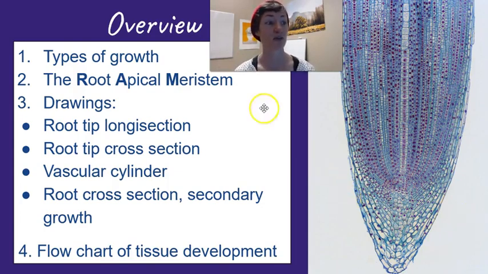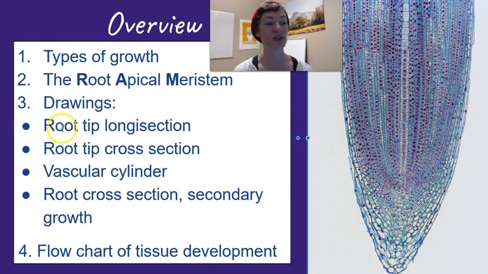So a little overview. We'll look at different types of growth, referring to primary and secondary growth, which are terms that may have come up in your labs already or in your reading, because the content is all connected. Then we'll look at the root apical meristem, which is right here on this growing root tip. Then we'll do some drawings. You'll maybe do some drawings, or you'll just look at some cross sections.